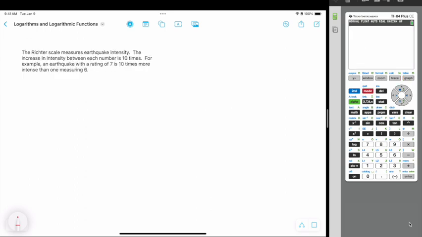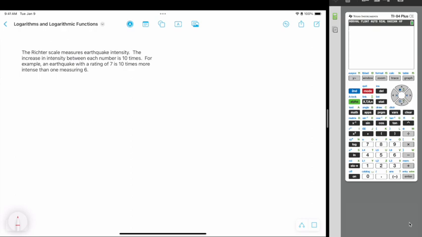We're going to finish up by talking about a practical application of exponential and logarithmic functions, and that is the Richter scale, which you're probably familiar with whenever we talk about earthquakes. We talk about what it measures on the Richter scale. Now, what you may not know about the Richter scale is that it increases exponentially. A measurement of 2 on the Richter scale is not half as bad as a measurement of 4 on the Richter scale. Each number of intensity is 10 times higher.